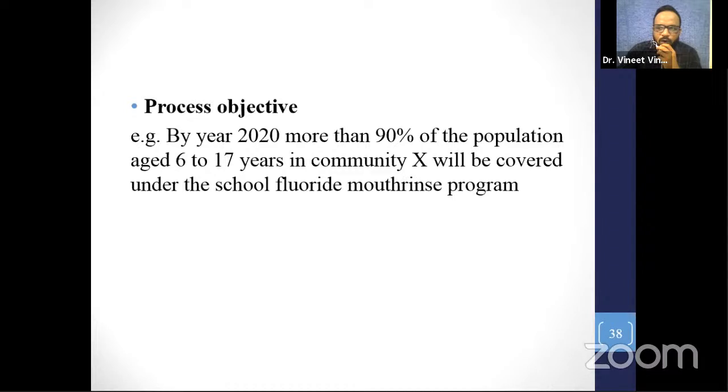For an example, for COVID, the process objective will be every person in India will be vaccinated by the end of 2022. That is a vaccine program. That is called a process objective. But my outcome objective will be by the end of 2022, there will not be any case of COVID positive infection in India. Getting my point? I hope they understood the difference between outcome objective and process objective.